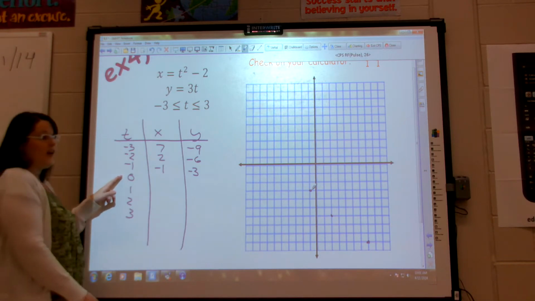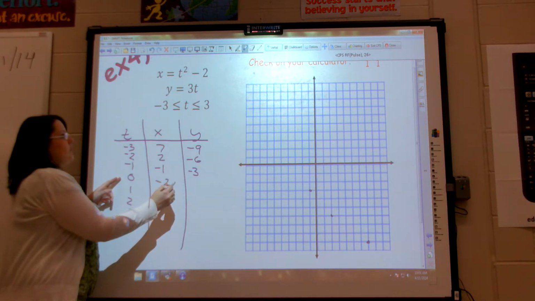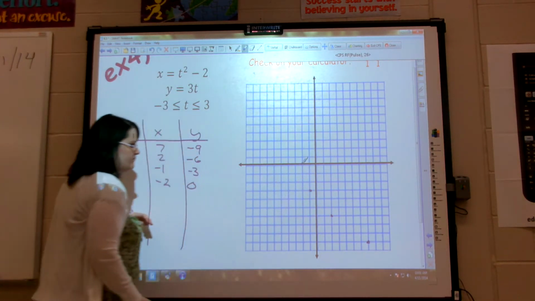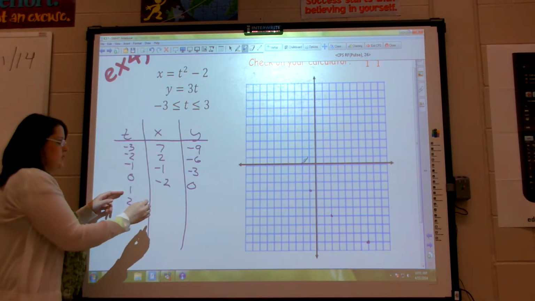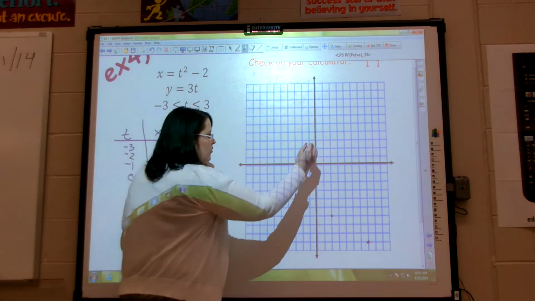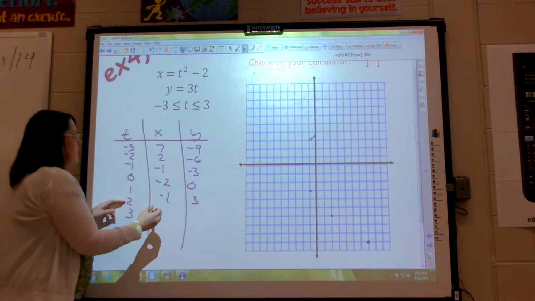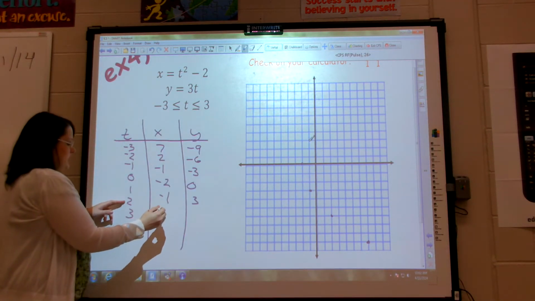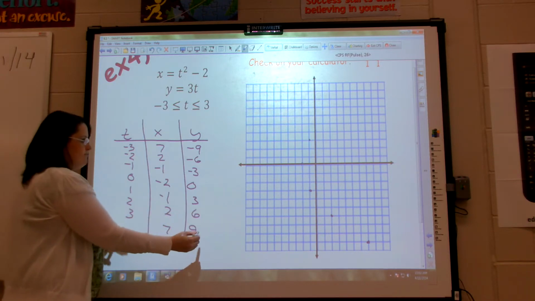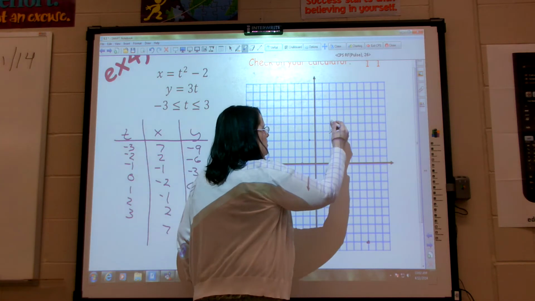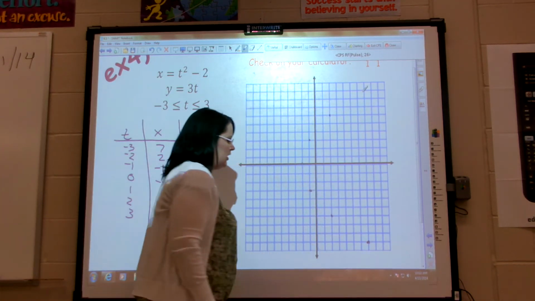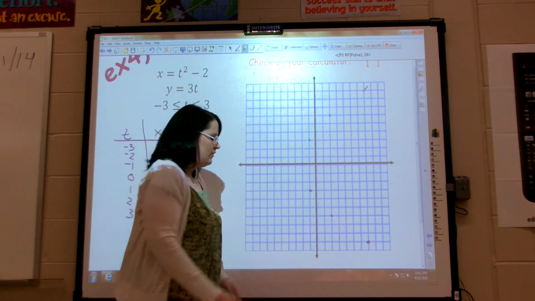Plug in 0, what do I get for x? -2. What do I get for y? 0. -2, 0. Plug in 1, I get -1. And 3. -1, 3. We'll finish it out here. I'm going to get 2, 6, and I'm going to get 7, 9. Now I know I started here, this nice neat curve.